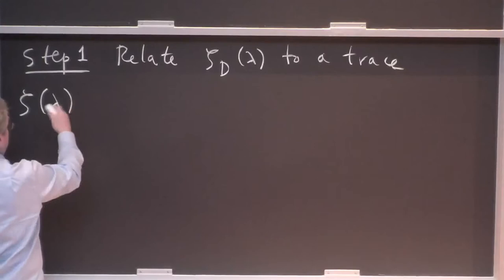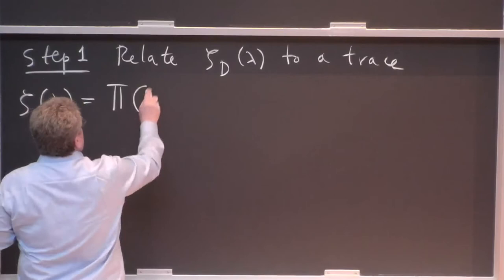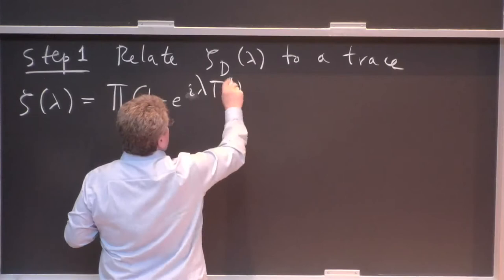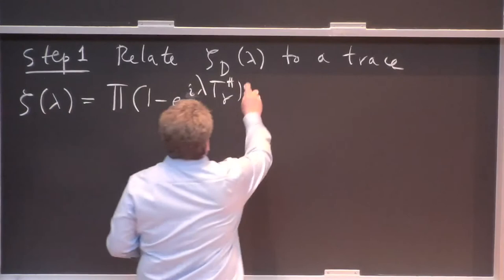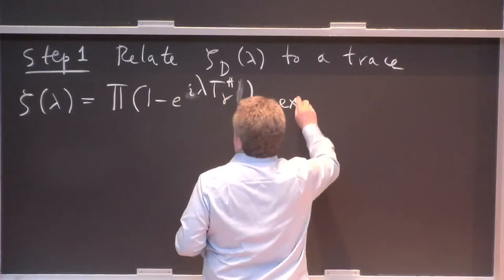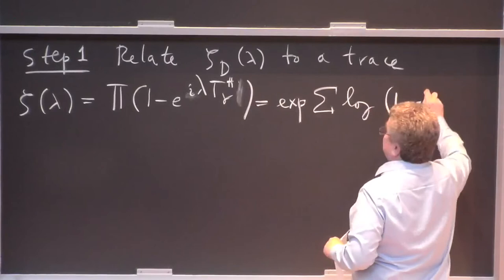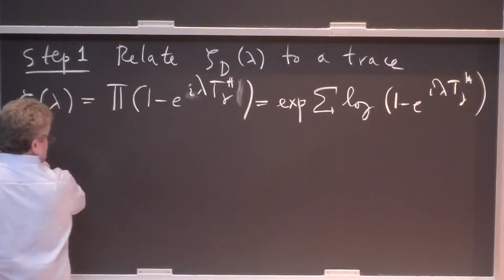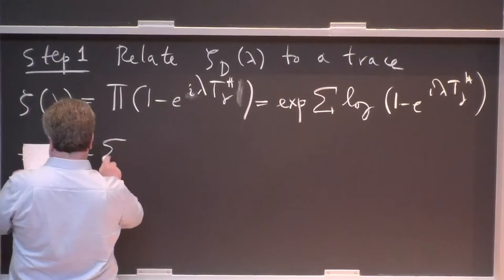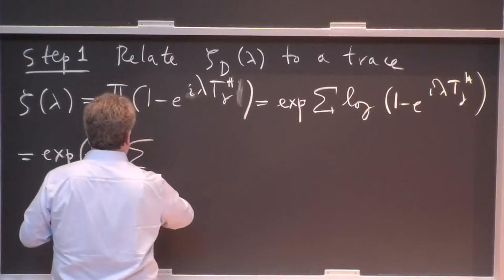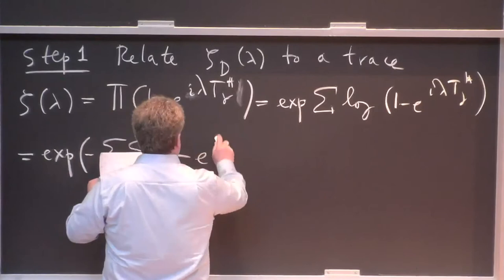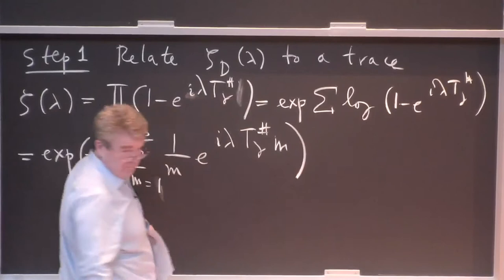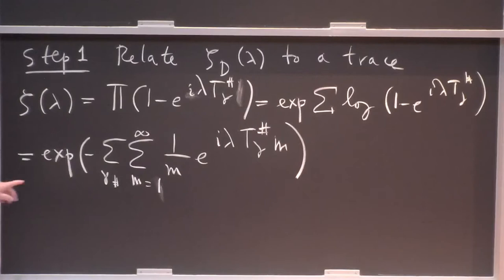So zeta, I'll skip this d, but this is always the same zeta function. So I do a calculation, 1 minus e to the minus I lambda T gamma star. These calculations I do for large imaginary part of lambda, so everything converges. So if this converges, I can write this as the exponential of the sum of the log of 1 minus e to the I lambda T gamma star. And then I can expand the log using calculus, and what I get is minus a double sum. One is over the primitive orbits, and the other one is over m from 1 to infinity, of 1 over m e to the I lambda T gamma star m. So this is just the expansion of log in Taylor series.